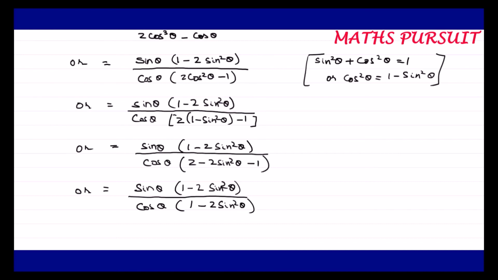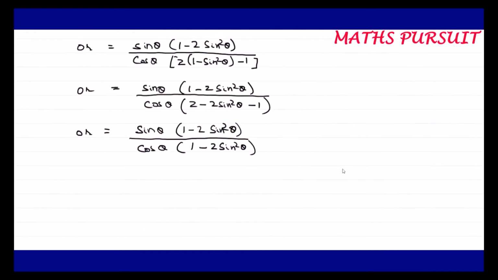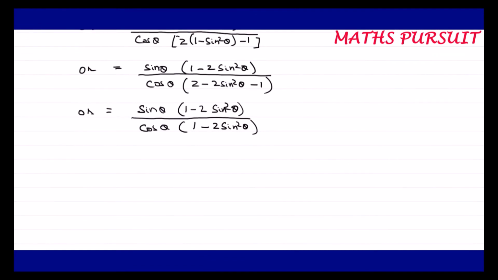Now guys, looking at this equation, you could imagine what I am going to do in the next step. That is equal to sin theta upon cos theta only. Why? Because 1 minus 2 sin square theta and 1 minus 2 sin square theta got cancelled out. So I am left with sin theta upon cos theta, which is equal to tan theta, because we know that sin theta upon cos theta is nothing but tan theta, that is equal to the right hand side.